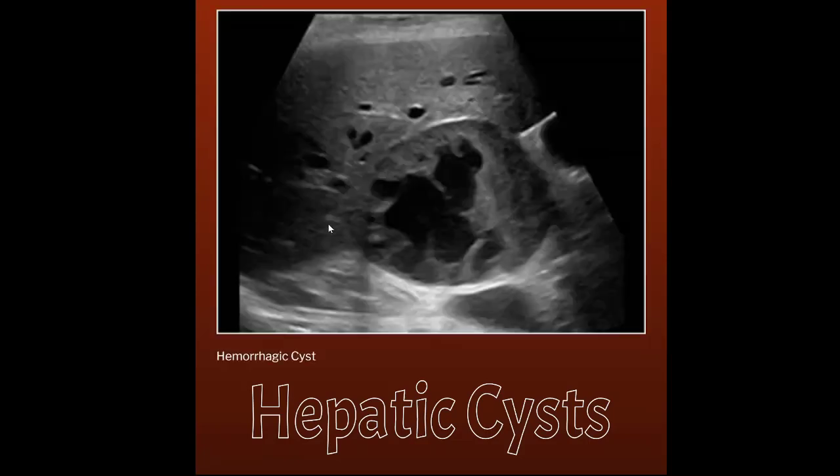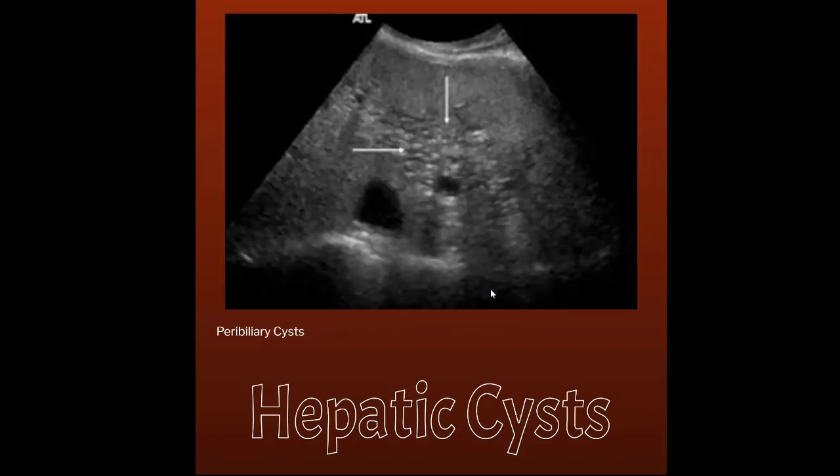Here's an example of a hemorrhagic cyst. We can see, again, thin walls, but now we have internal contents to our cyst. If we were to put color on this, we would most likely not see any color within these echogenic pieces, so that's reassuring that it's hemorrhagic, but we might see some peripheral vascularity.